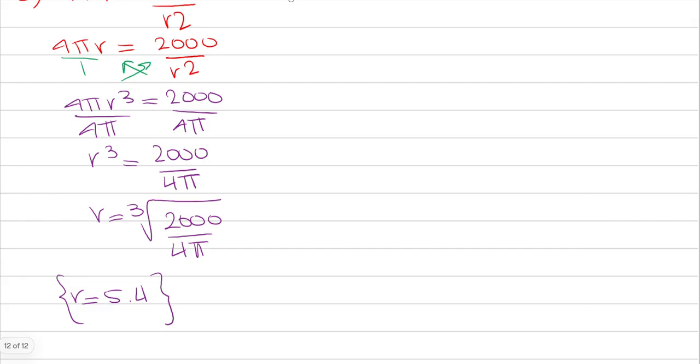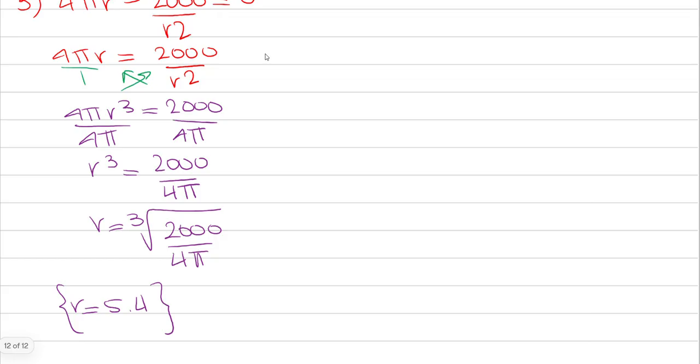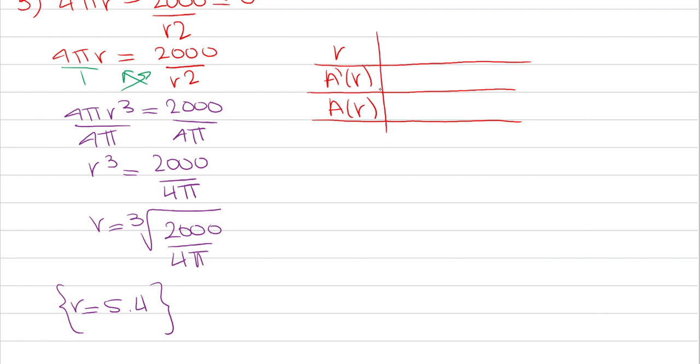Since they didn't ask me to find any absolute area, I'm not going to draw a table. I'm not sure if we have to draw the table in the exam, but in this question we don't need it. I'll just draw it anyway, just in case. So A prime of r and A of r. We're not going to benefit anything from this, to be honest, but let's just do it. I have from 0 to infinity, and I have my 5.4 in the middle.